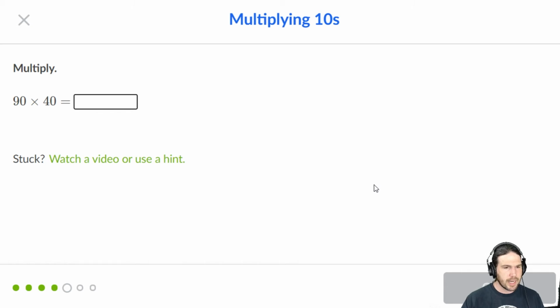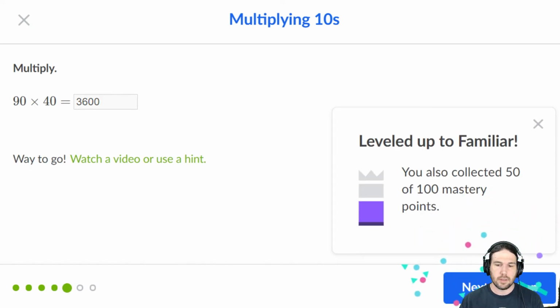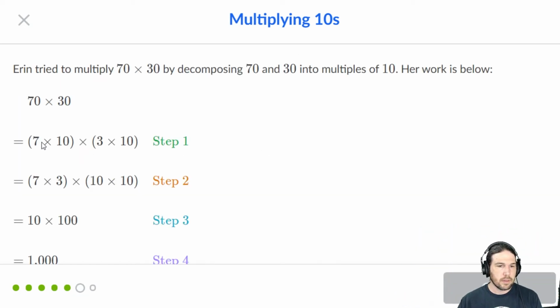90 times 40, well, 9 times 4 is 36. And then again, we're kind of sort of just adding the zeros. 7 times 10, 3 times 10, that's all correct. Aaron reordered it correctly. But it looks like instead of doing 7 times 3, what Aaron probably did was 7 plus 3. And again, this is exactly the kind of problem that I would want to show to another student and see if they could pick out not only where the mistake is, but what was the student thinking to get 10?